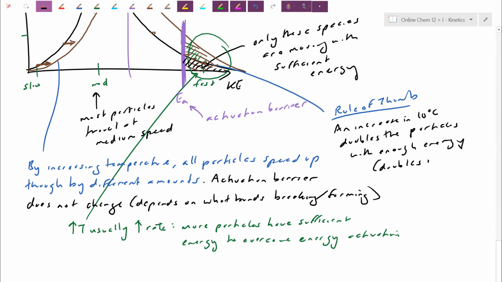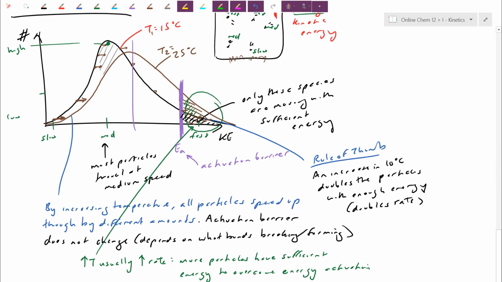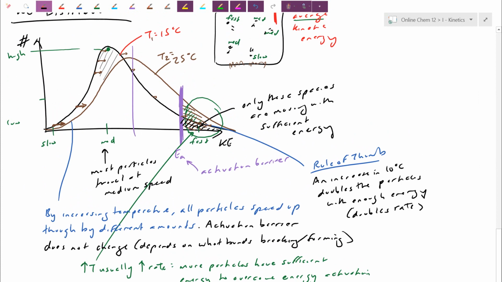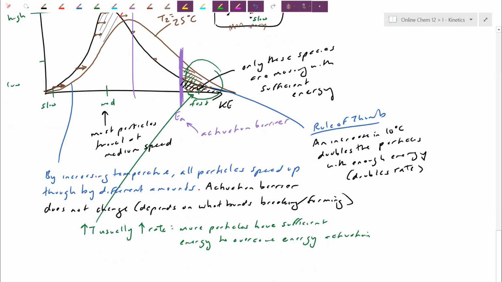Again, that just comes out a little bit from the math. Basically, I increase this by 10 degrees. I increase it from 15 to 25. I'm expecting this curve here to actually get pushed over. And therefore, because I have twice the number of particles beyond this activation barrier, I now have twice the number of particles that have sufficient energy. Probably it doubles the chances of the reaction being successful. All right? So that is the kinetic energy distribution.